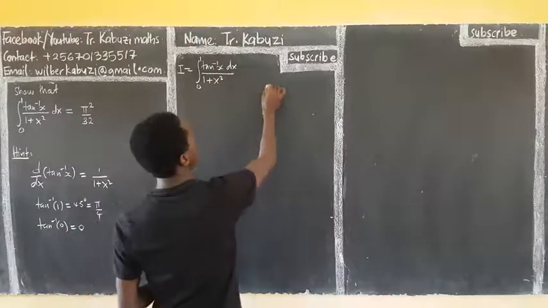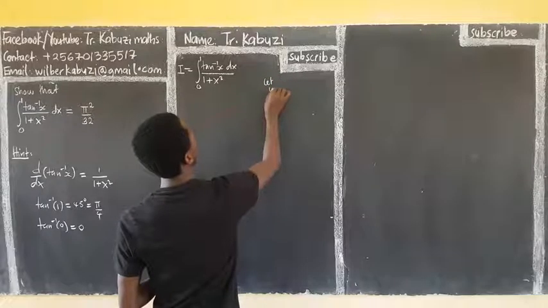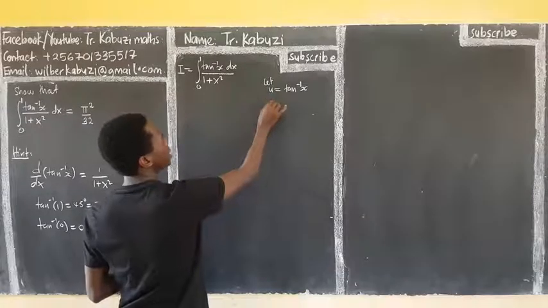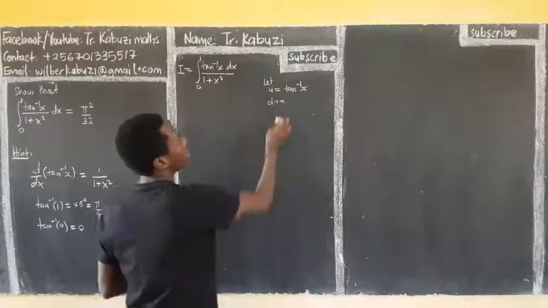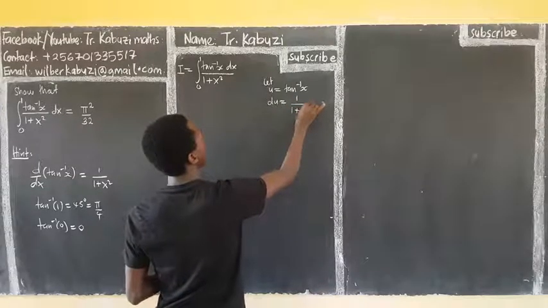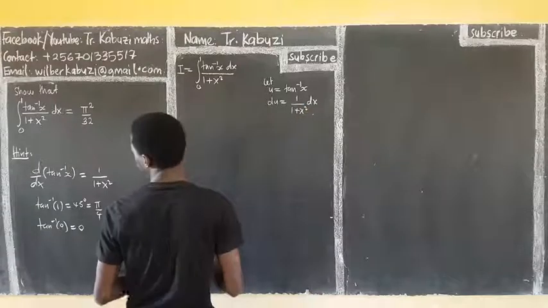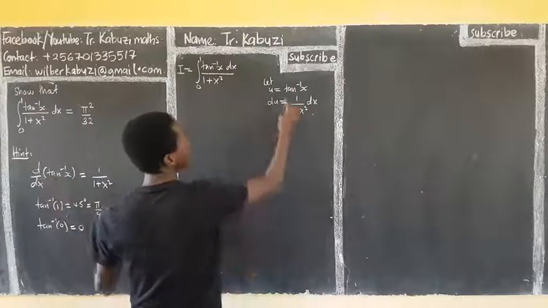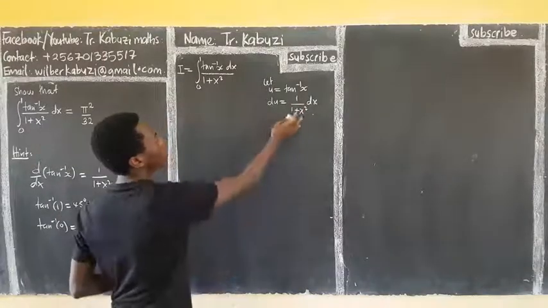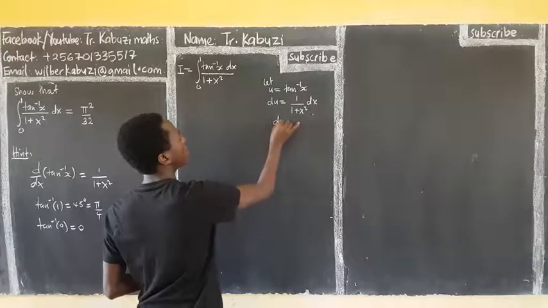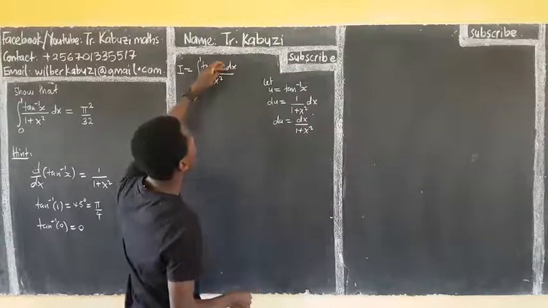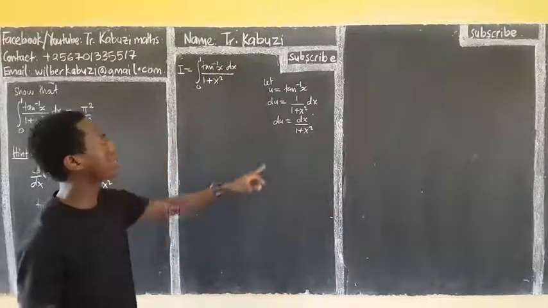What you do, you select, let your u be tan inverse of x. So when you differentiate u, we get du. When you differentiate this, we get 1 over 1 plus x squared, with respect to x. So now you see the whole of this is going to be the x over 1 plus x squared, which is already there. The x over 1 plus x squared is equal to the u.